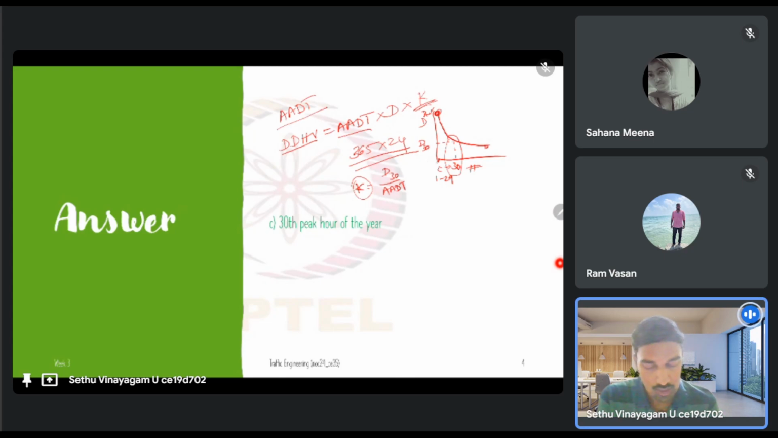Which means that only 29 times in the year there can be a higher demand than the capacity that we will be providing. So only 29 times we expect the facility to be congested, which is reasonably acceptable. In the whole year only 29 times this occurs, right? So that is a fairly acceptable compromise that we are making. So that's the general rule that we use to pick out the proportionality factor. Therefore, the 30th peak hour of the year is the right answer.